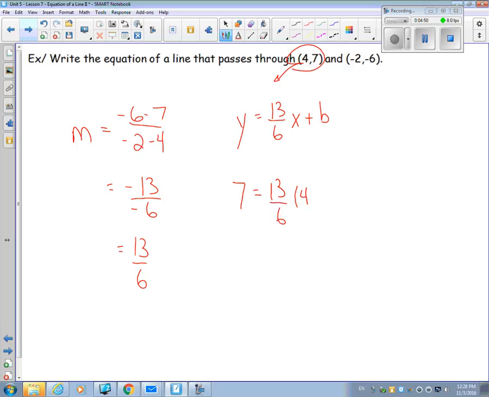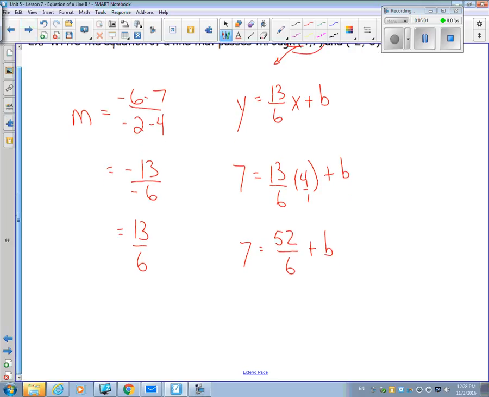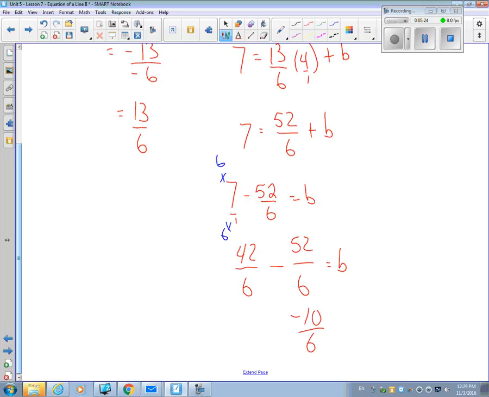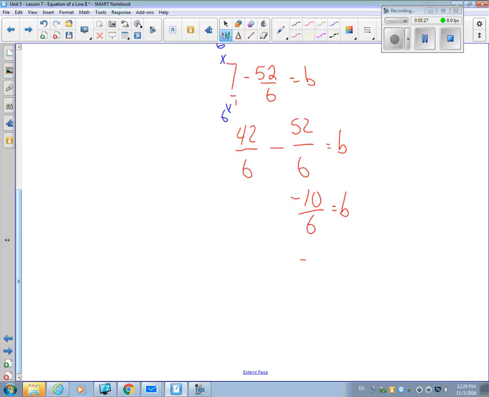So 13 over 6 times 4 plus b, 7 equals, we're going to multiply straight across. 13 times 4 makes 52. 6 times 1 is 6. I need to rearrange so I can solve it. 7 minus 52 over 6 equals b. I need to make a common denominator, so 6 and 6. If I times this by 6, I have to times that by 6. So we'll get 42. 42 minus 52 is negative 10 over 6. And because those are both divisible by 2, we should reduce it, and I get 5/3.